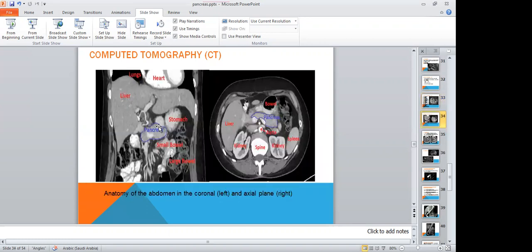This is a coronal image. This is the liver, stomach, small bowel, and in between is the pancreas. And this is also a cross section, and this is the pancreas.